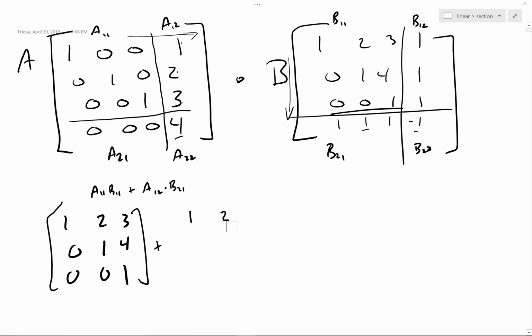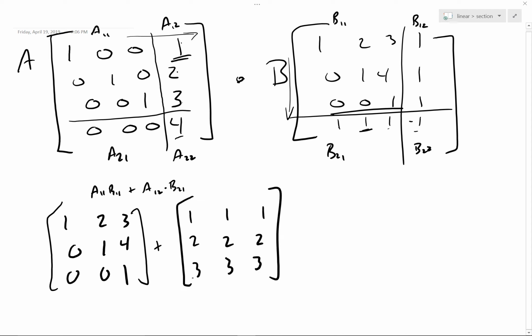Well, wait, I lied to you. Hang on. Back it up a little bit there. Let me back it up. So top row, first column, 1 times 1 is 1. Top row, second column, 1. Top row, third column, 1. Middle row, third row.